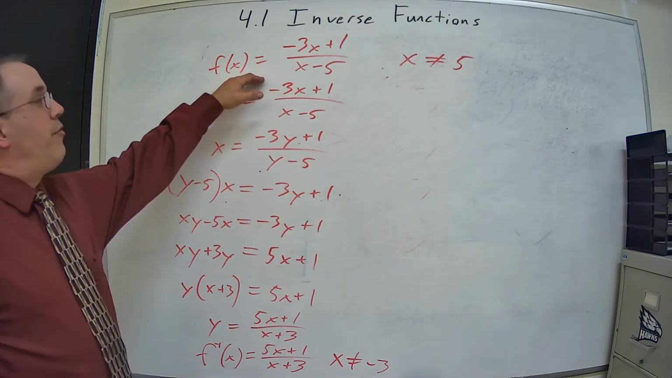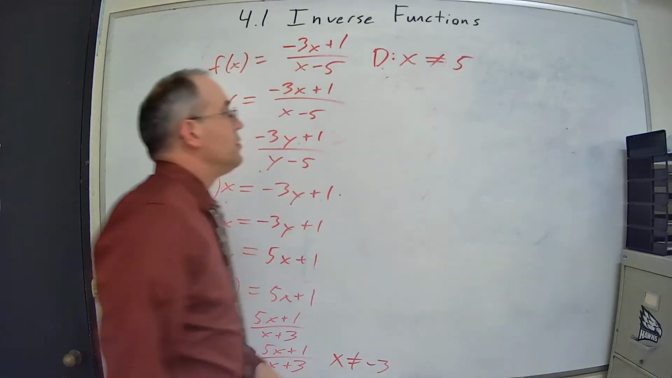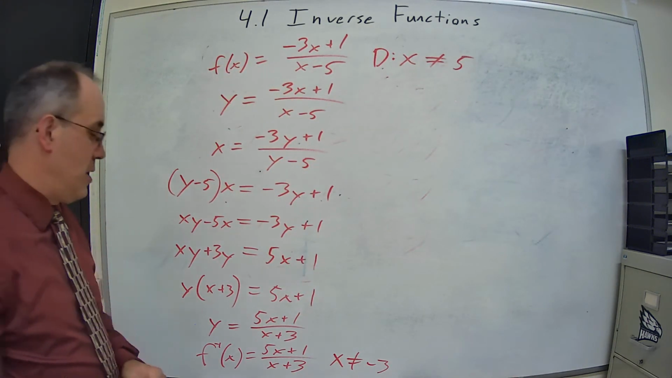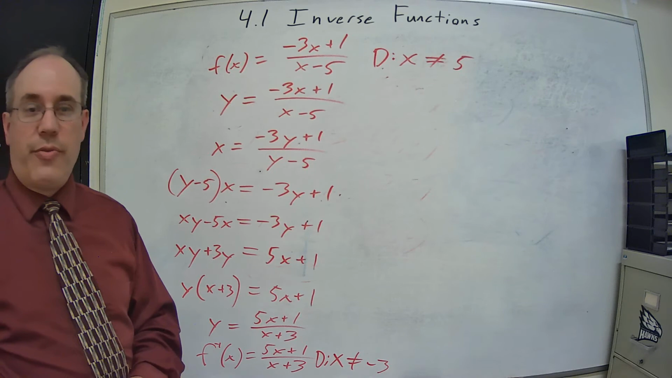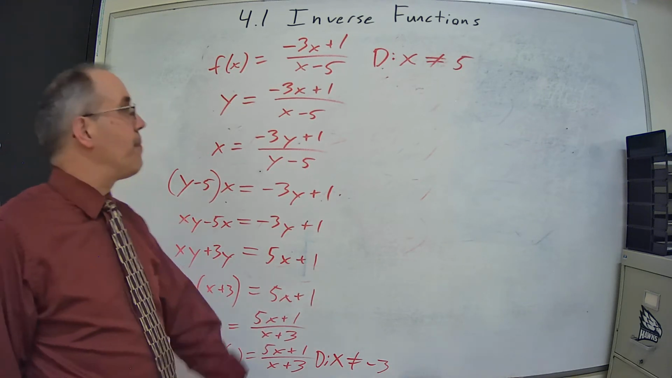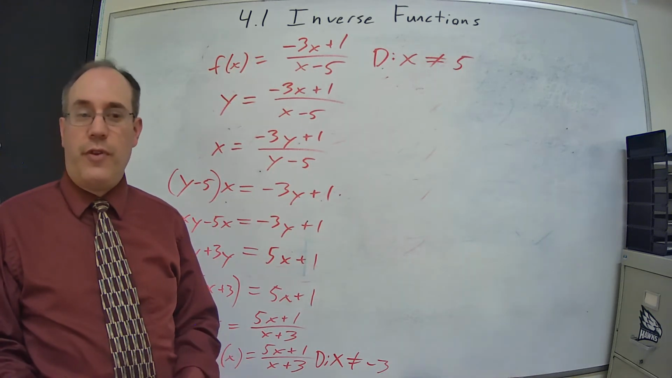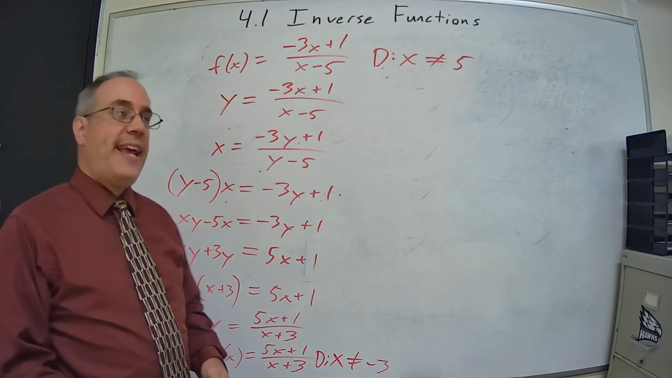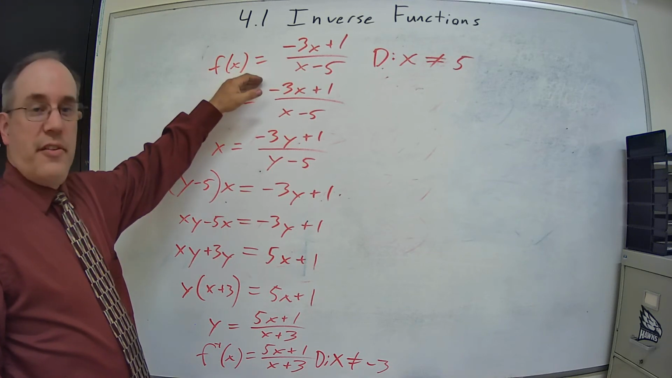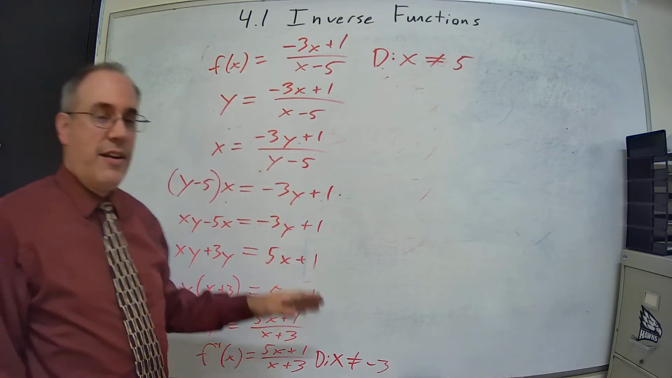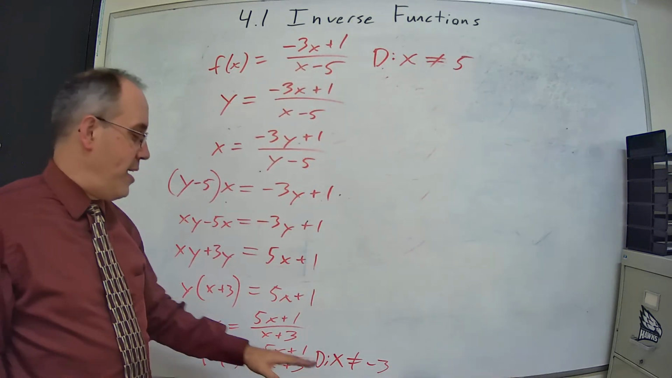So the original function had a restriction on the domain, x not equal to 5. The inverse function has a restriction on the domain, x not equal to negative 3. And here's where I tell you the kicker. Because we swapped x and y to get the inverse function from the regular function, the range of the function is the domain of the inverse function. And the domain of the original function is the range of the inverse function.